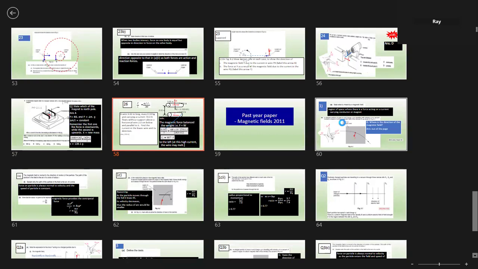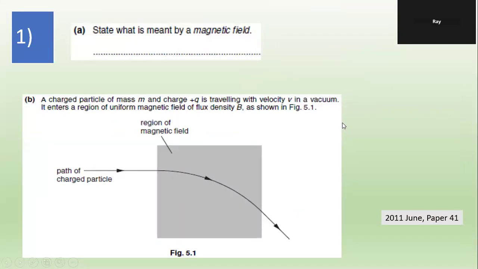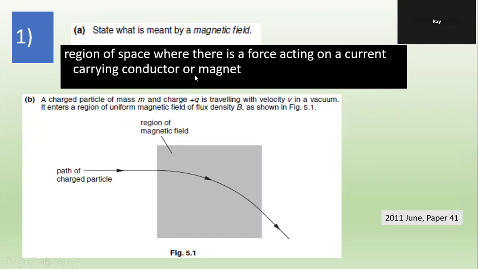Let's try a past year paper. You can try the rest yourself. What is meant by magnetic field? Region of space where there is a force acting on a current-carrying conductor or magnet.